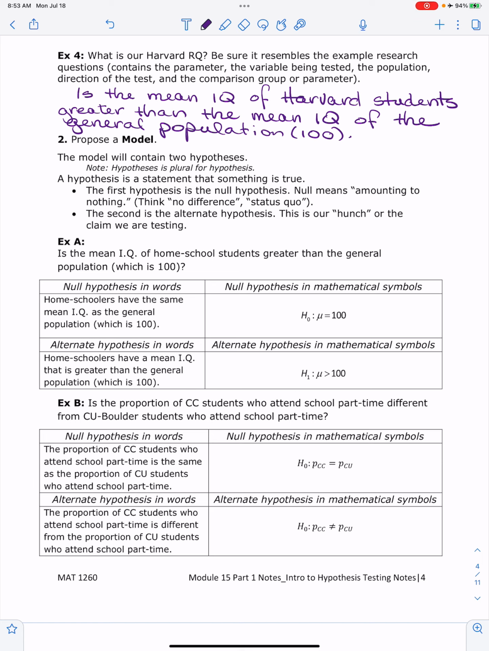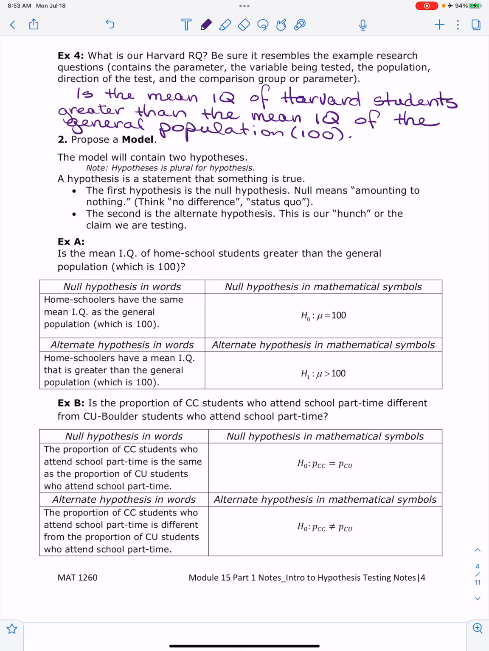Okay. We need to propose a model. I don't know why I labeled that as 2, sorry. Okay. And that is our 2 hypotheses, our null hypothesis and our alternative hypothesis.